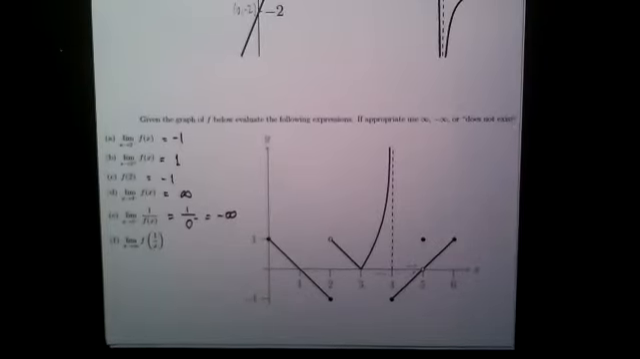Limit as x approaches infinity of f of 1 over x. Sir, I have a question. If it was from the right side, it would be plus infinity? Yeah, absolutely.